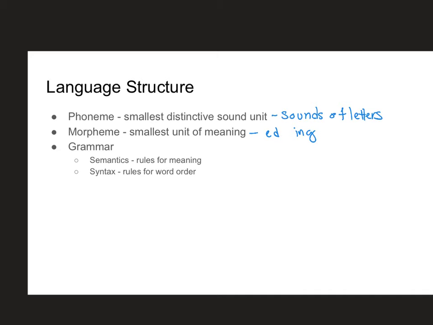In grammar, we have semantics, the rules for meaning. So essentially, for example, adding ed to the end means that it happened in the past. And then syntax is the rules for word order. Toddlers really tend to get this wrong, or people learning a language for the first time may say everything correctly, but say the words out of order.